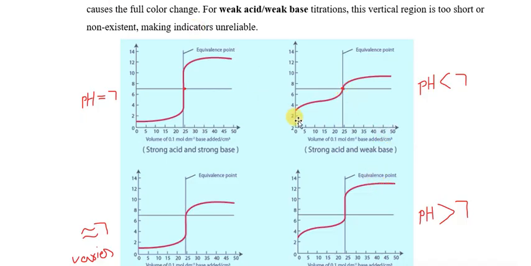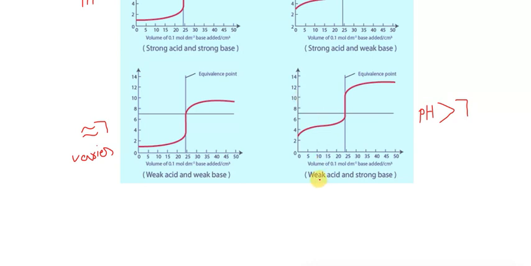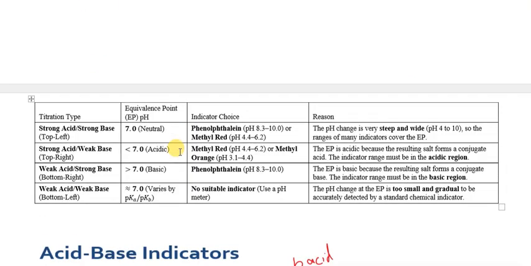and in case of weak acid and strong base, the equivalence point is greater than 7, and in weak acid and weak base there is no specific pH equivalence point, it may vary. So for these cases in which weak acid and weak bases are involved, no specific indicator is applied. For this case, only a pH meter is suitable for weak acid and weak bases.